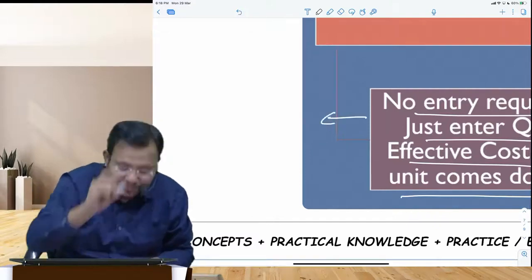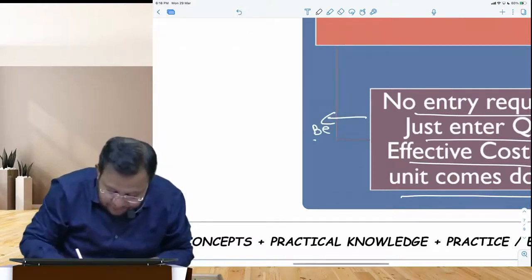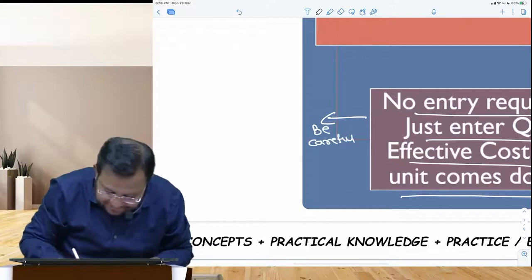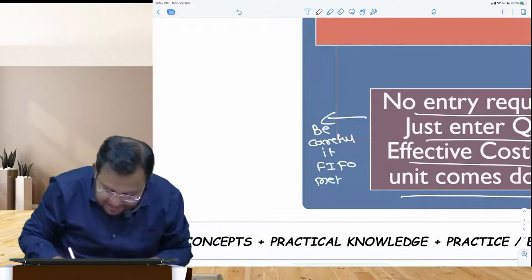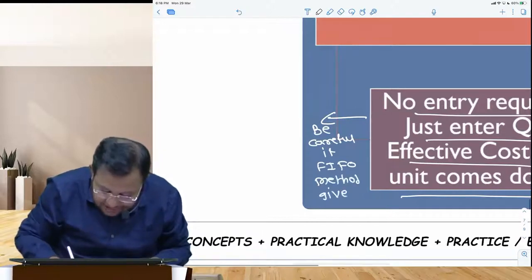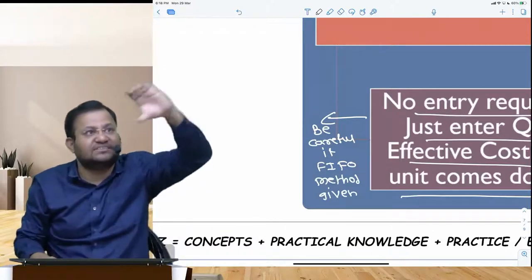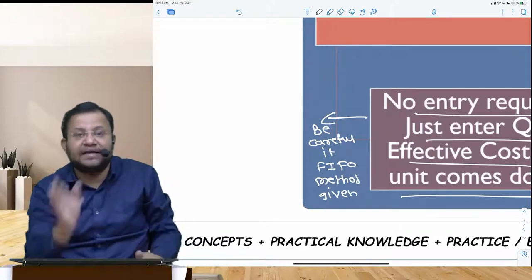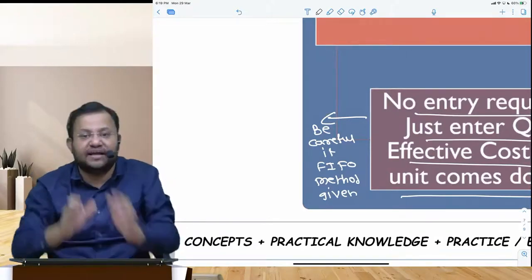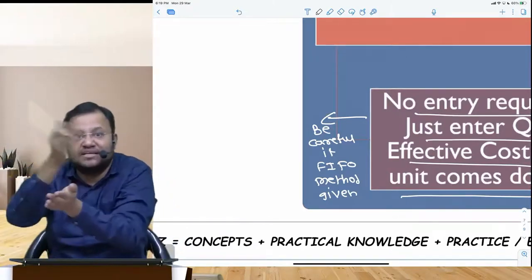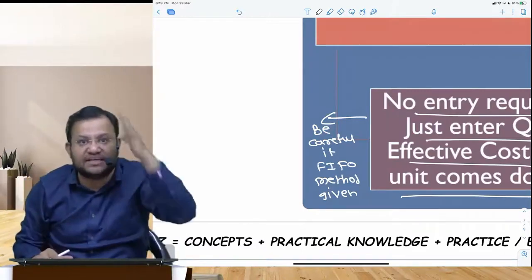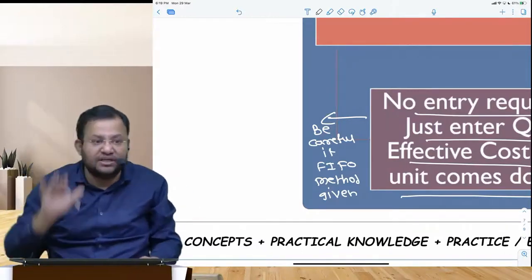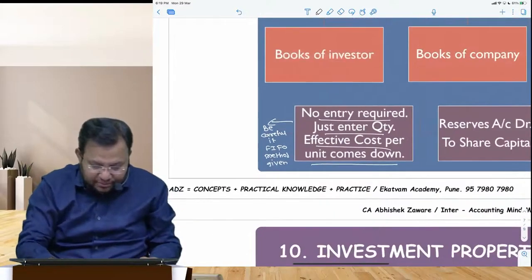But whenever there is a bonus share, be careful if FIFO method is given. If FIFO method is given, bonus is allotted lot by lot. I had made purchases on three different dates. Then whatever bonus is given is applied respectively to each date, and the cost of each investment is required to be calculated. I had dictated one such sum to you during the class in case you are able to remember.